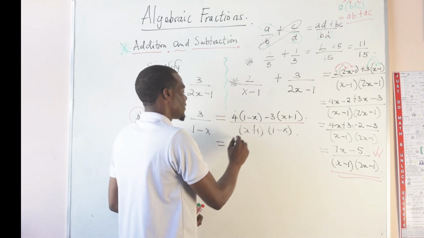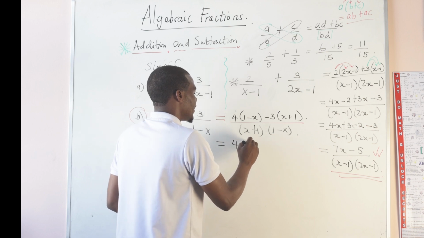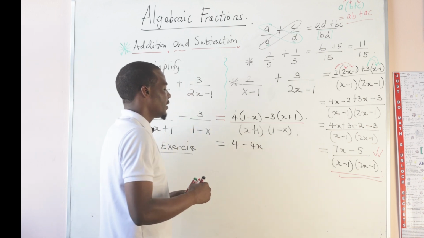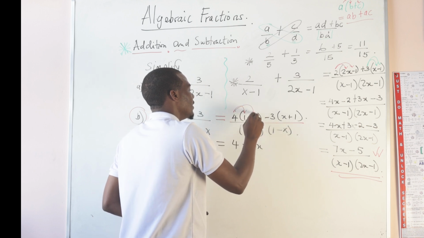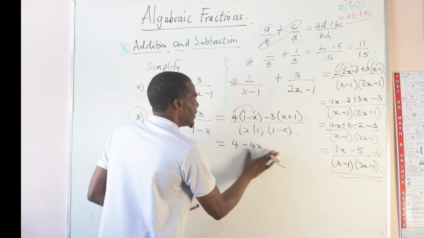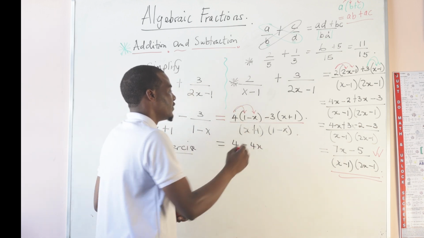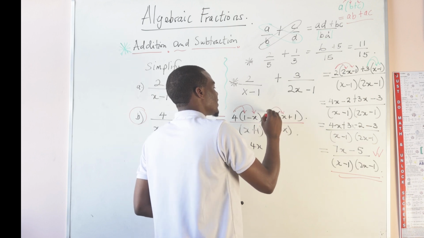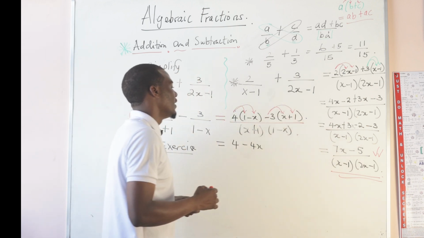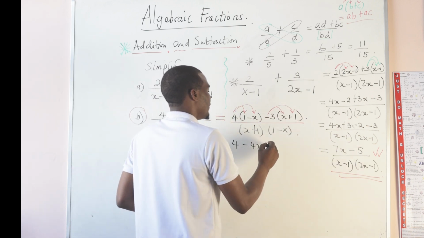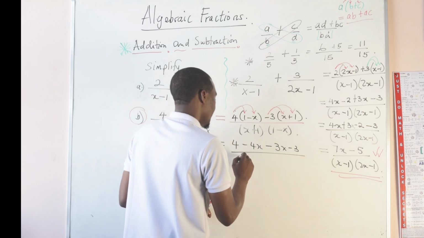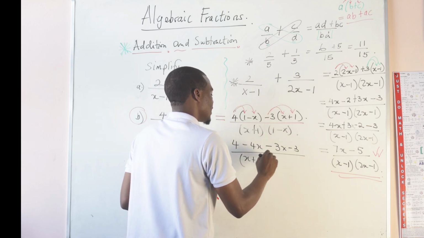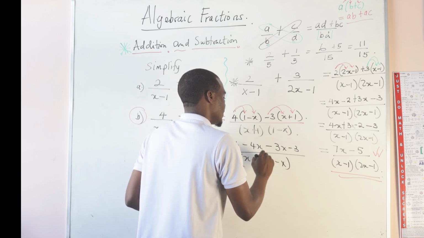So obviously 4 times everything, we get 4 minus 4x. We can only get this result if we take 4 and multiply all these results inside the brackets. Yes, we can get this as our answer. If we do the same thing here, minus 3 times x and minus 3 times 1, again we get minus 3x minus 3, all over x plus 1 times 1 minus x, right?